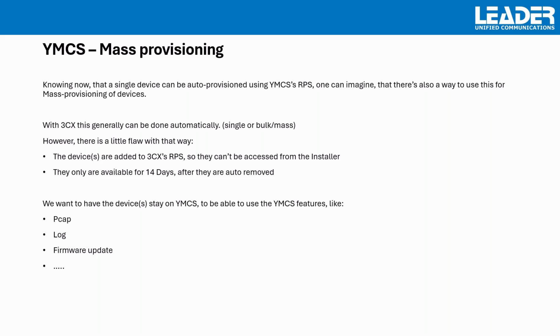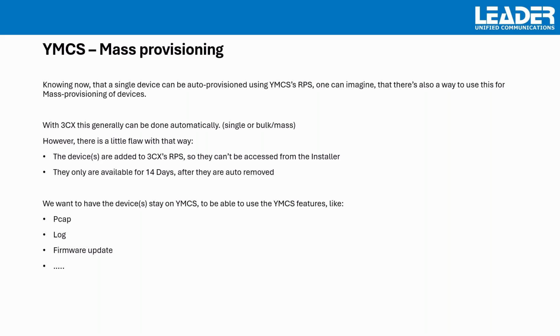However, there's a little flaw with that. The devices are added to 3CX's RPS, so then they can't be accessed from the installer. So by default now with version 20, when you add them on 3CX, it adds them to its own RPS. So if you want to use your RPS, you would have to disable that function, which can be done in the phones section under options.